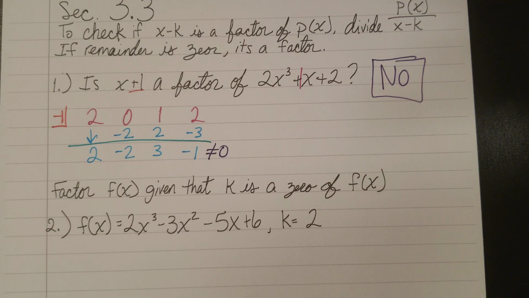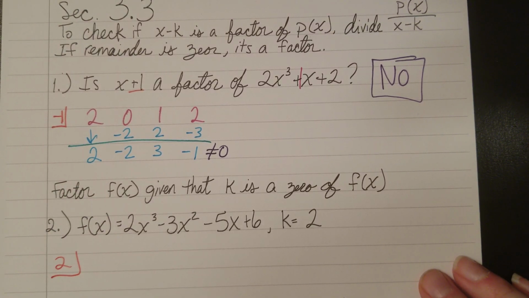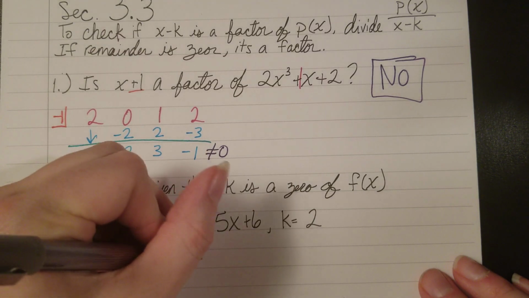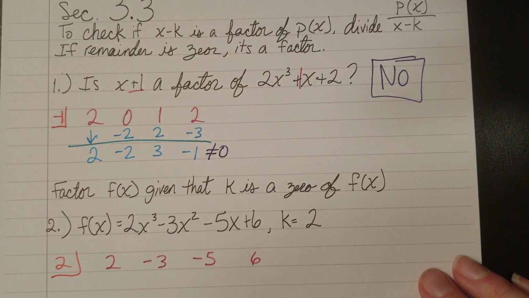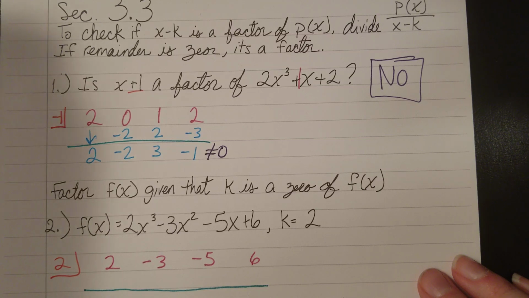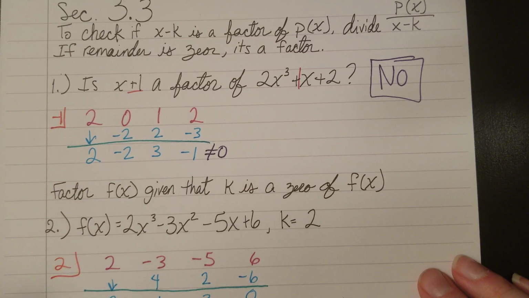Alright, factor f of x given that k is a 0 of f of x. They're telling me that 2 is a 0 of that polynomial, so I'm going to put 2 in the box. And then my coefficients, I have 2, negative 3, negative 5, 6. Skip a space, draw a line, bring down the 2, 4, 1, 2, negative 3, negative 6, 0.